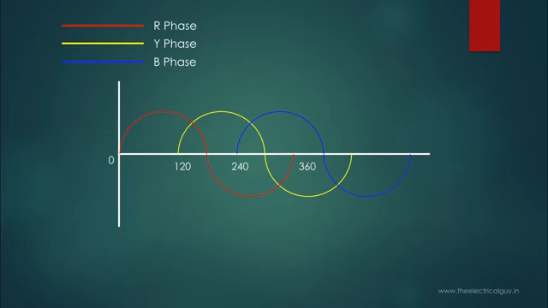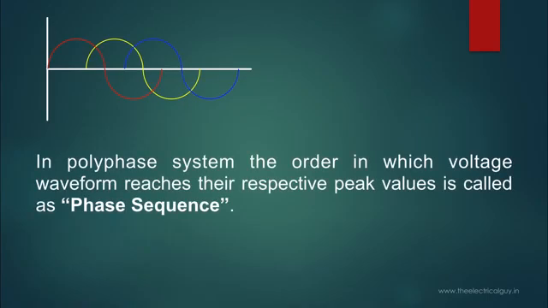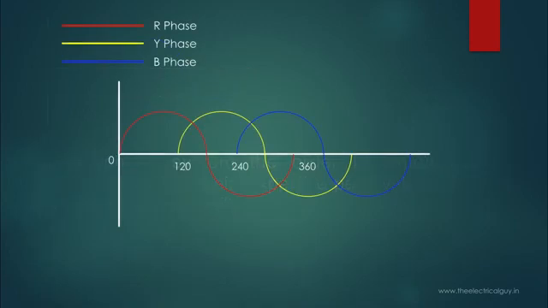In a polyphase system, the order in which the voltage waveforms reach their respective peak values is called phase sequence. Let's hear it again. In a polyphase system, the order in which the voltage waveforms reach their respective peak values is called phase sequence. So, in this case, our phase sequence would be R, Y, B, as the R phase reaches its peak value first, and then Y, and then B.